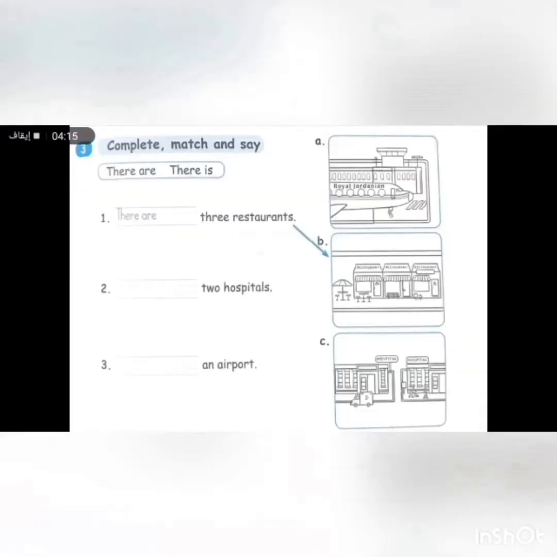Number two, complete, match and say there are or there is. Number one, there are three restaurants with picture B. Number two, there are two hospitals with picture C. Number three, there is an airport with picture A.